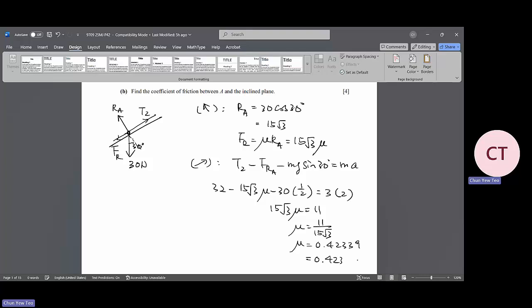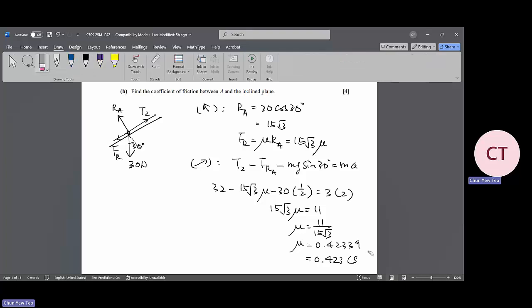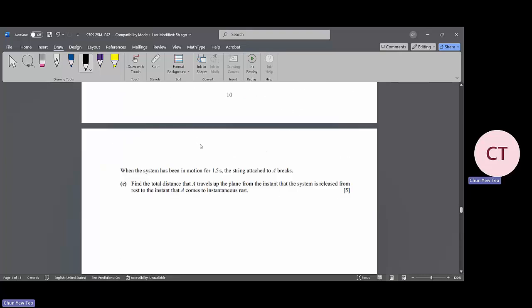So if it's 3 significant figures, then the answer will be 0.423. Okay, so I give 2 sets of answers. That is the answer for part B. Done. Now we move on to part C.